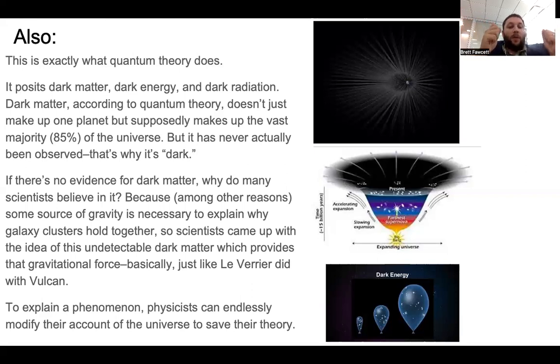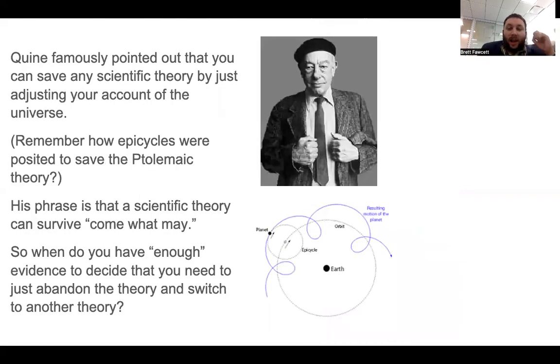So to explain a phenomenon, physicists can endlessly modify their account of the universe to try to save a theory. And Quine pointed out, or at least he argued, you could save any scientific theory by just adjusting your account of the universe. Like epicycles. Remember how epicycles were posited to save the Ptolemaic system? So Quine famously said, any scientific theory, any claim really, can survive come what may. No matter what evidence shows up, you can always try to save it if you just keep modifying your explanation of the events or the evidence. So, let's just say Quine is wrong. In that case, when do you have enough evidence to decide you have to just abandon a theory and switch to another one?